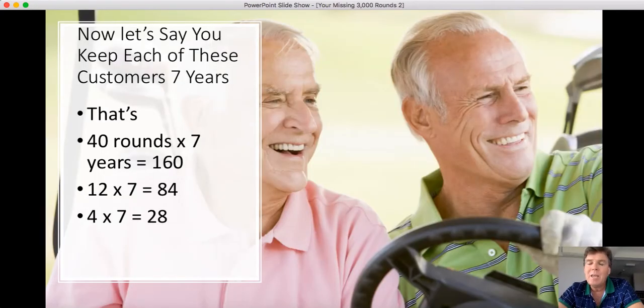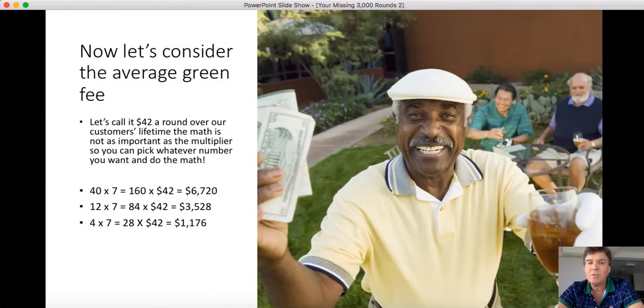Now let's say that you keep each of these customers an average of 7 years. That's 40 avid rounds times 7 years is 160. 12 casual rounds times 7 is 84, and 4 once in a while rounds times 7 equals 28. Now let's consider the average green fee. Let's call it $42 a round over your customer's lifetime, and the math is not as important as the multiplier, so you can actually pick whatever number you want and do the math.